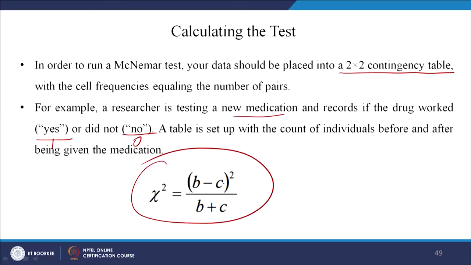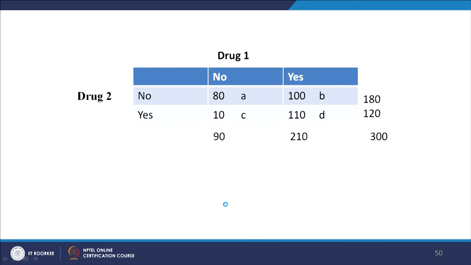So, before the medicine, what was the condition? After the medicine was given, what is the condition? If you see, it looks like a chi-square. So, what is the formula saying? (B minus C) squared divided by (B plus C). These are the values of the cells. Now, drug 1, drug 2. What was the effect? Yes-no, no-yes. So, there are four conditions. This A, we are not interested in, the no-no and yes-yes case.